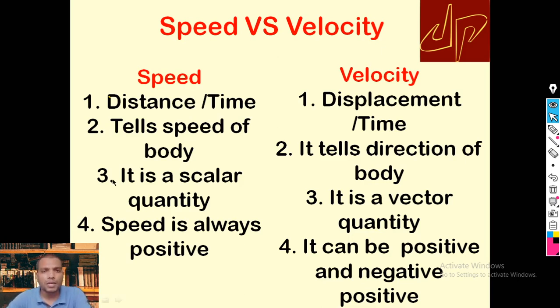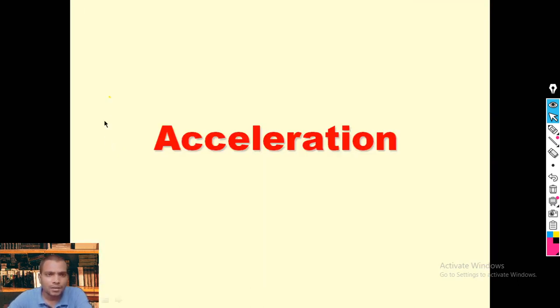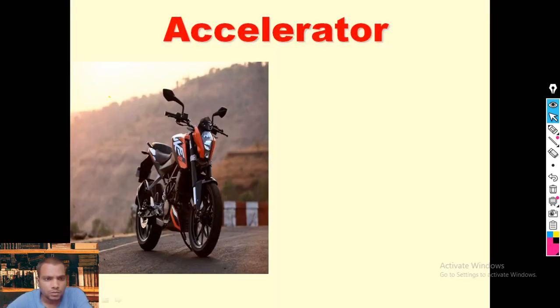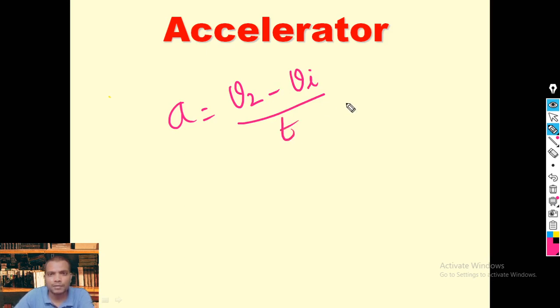Now, let us go ahead by defining another measuring quantity that is known as acceleration. I can define acceleration like this: acceleration is the change in velocity per unit time. We can write that in formula manner. So acceleration a equals change in velocity, which means final velocity minus initial velocity upon time taken.